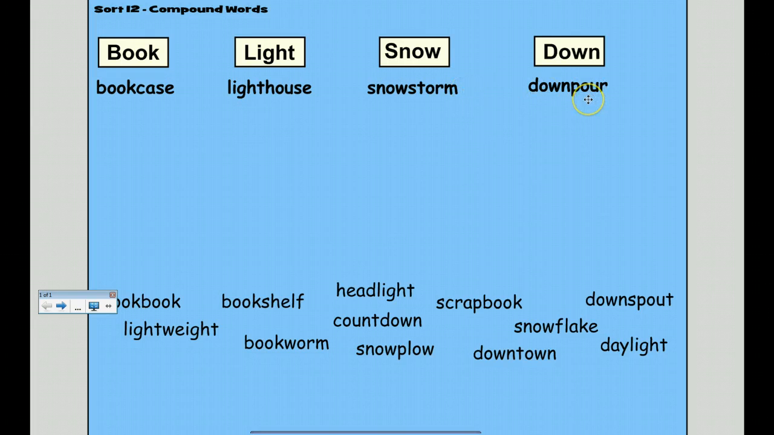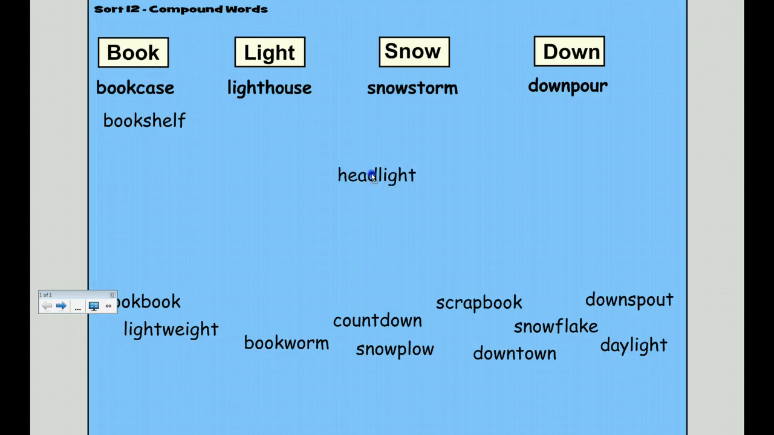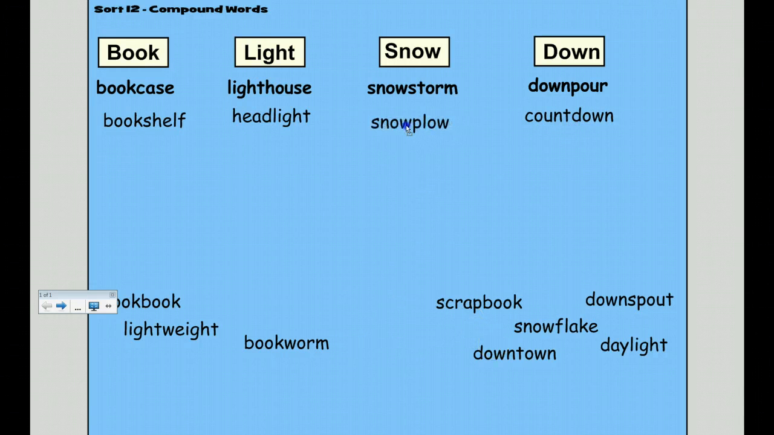And as a class, then we would talk about what we notice about these words and look for patterns. Students are then given the opportunity to decide and to sort the words. So bookshelf would go with book because it has the word book. Headlight would go with light. Countdown. Snowplow. While the students are sorting, we're really asking the students to say the word out loud and to think about why they chose the category that they did.